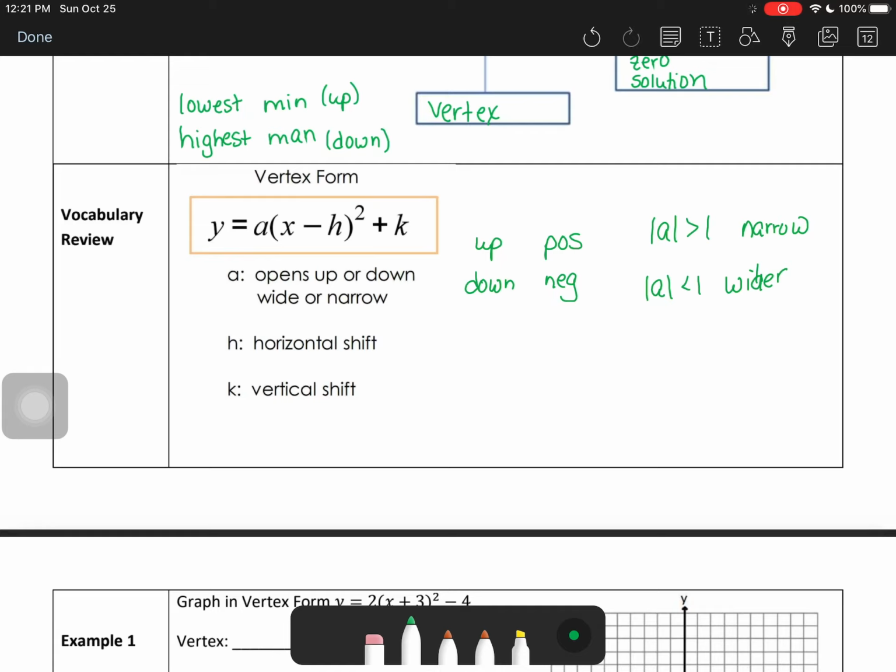The h is our horizontal shift, meaning we're shifting left and right. Our vertical shift is our k value, vertical meaning up or down. In vertex form, we know that the vertex is our (h, k).